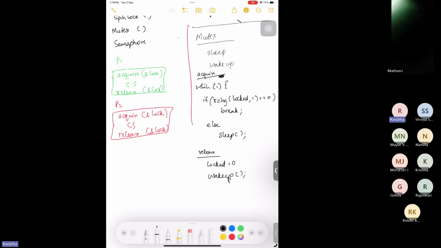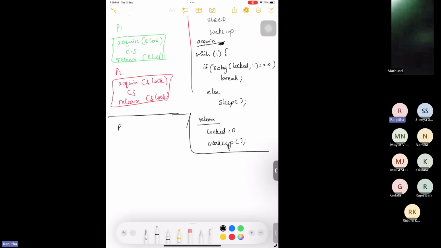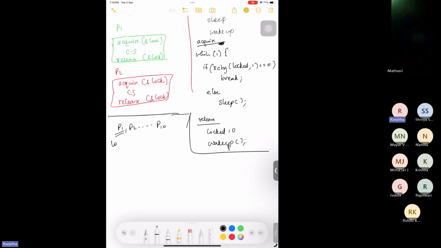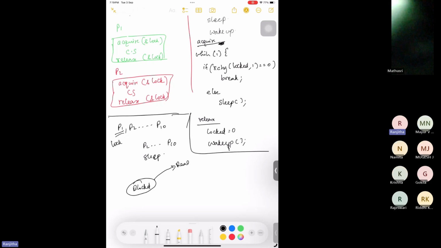This leads to a lot of context switches. How it happens is, assume that we had processes P1, P2, up to P10. One of them is having the lock. P2 to P10 are asleep, which is basically the blocked state of the process. Now, when an unlock happens and a wake up is issued, all 10 will move to ready.